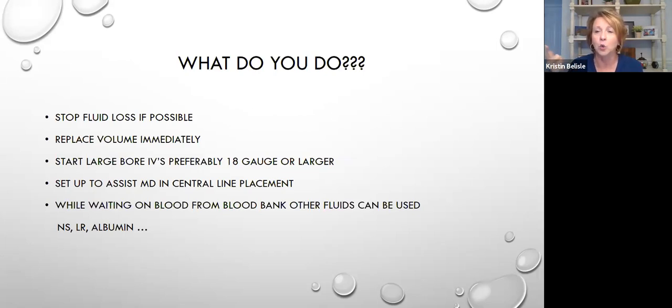Hang stuff in lieu of blood. If it's blood you need, while you're waiting on the blood bank to process and get blood to you, go ahead and give that volume: normal saline, LR, albumin, whichever the physician orders or your protocols ask for. Start large bore IVs, 18 gauge or greater, set up for a central line with the doctor, and just be ready to give that volume, because that's what fixes hypovolemic shock, is replacing the volume that's lost. Stop the problem, replace the volume, and you need to be doing this at the same time.